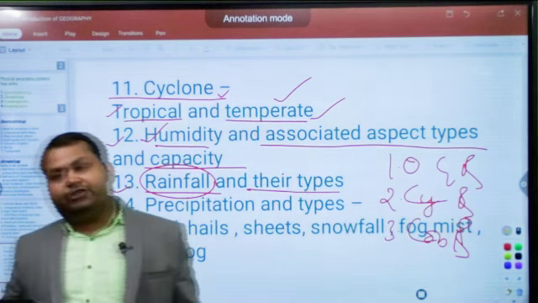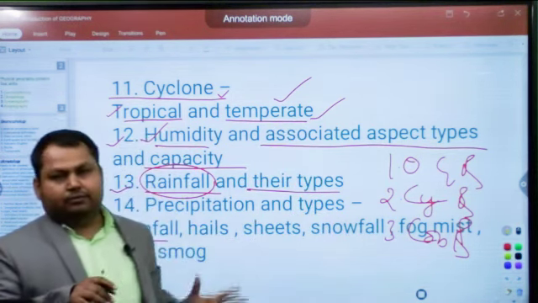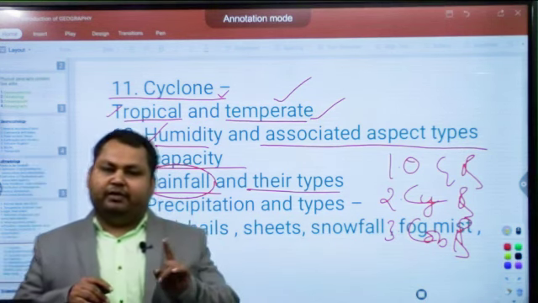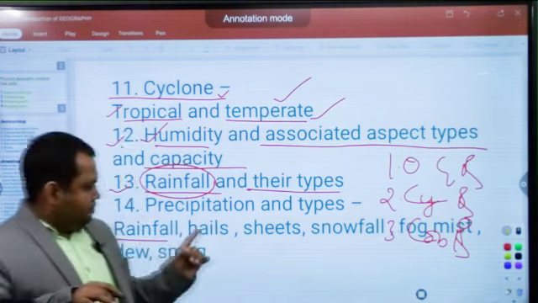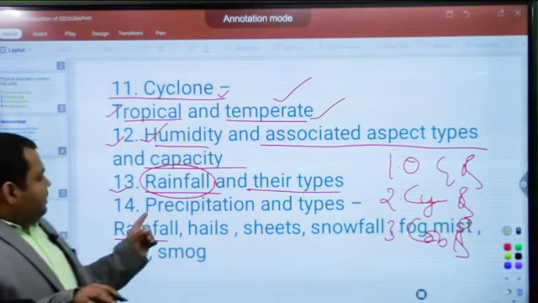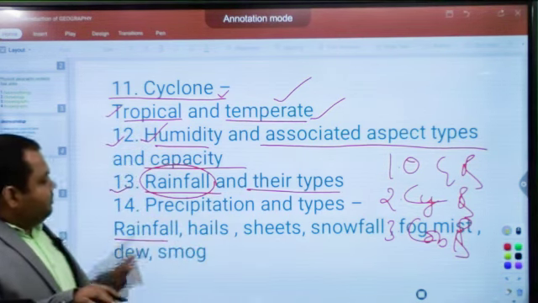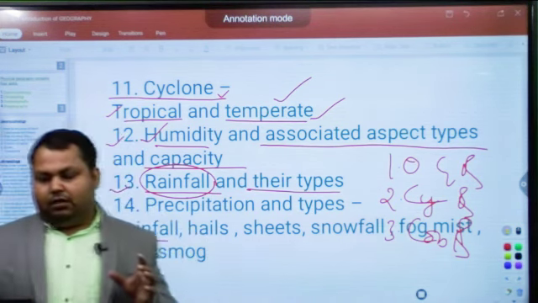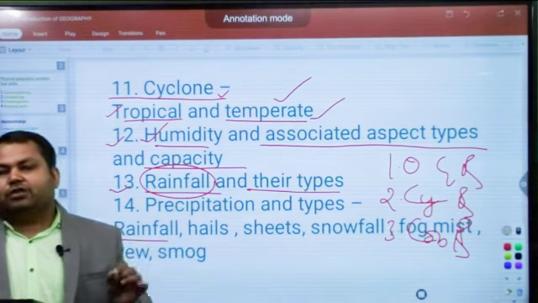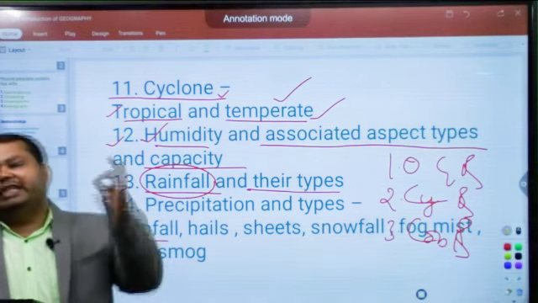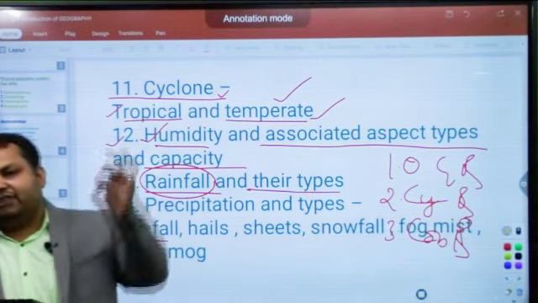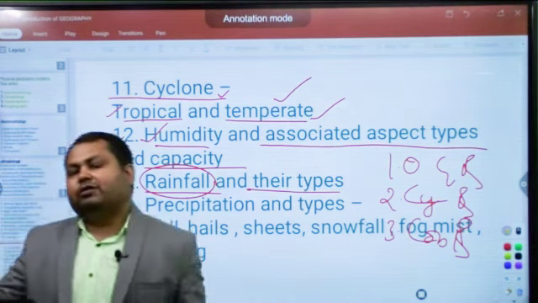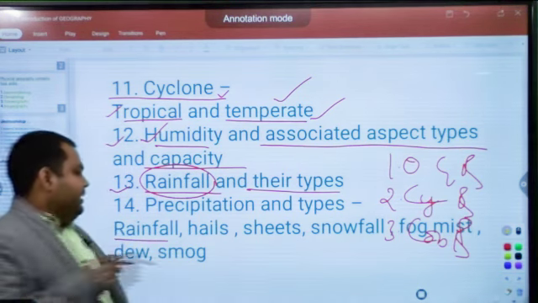And we will have to study these points in detail. Only the orographic rainfall will take at least 30 minutes, half an hour. Then precipitation and their types. What is precipitation? Falling of water molecules in form of solid, liquid or gases under influence of earth gravity from certain height of troposphere to the surface is called precipitation.